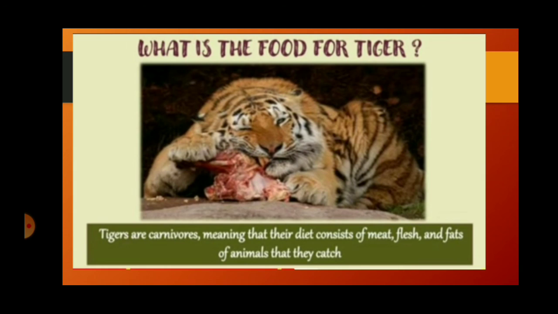Okay children, so today we have learnt various new things in lesson number 4, environmental balance. Yes, we have learnt about biodiversity, we have learnt about environment and we have learnt about food chain.